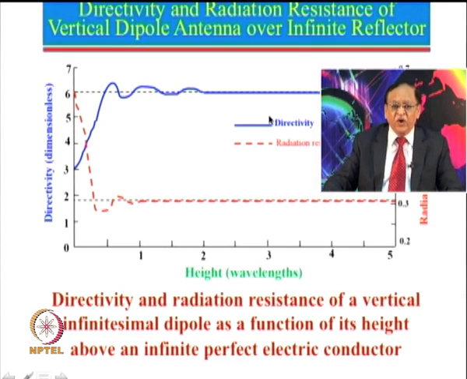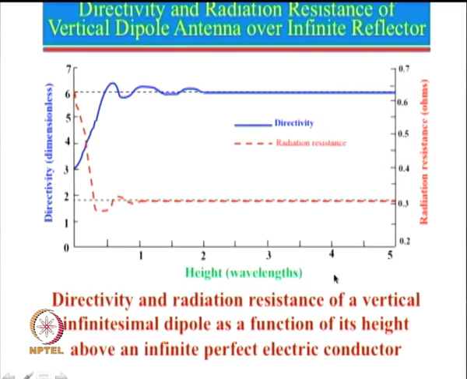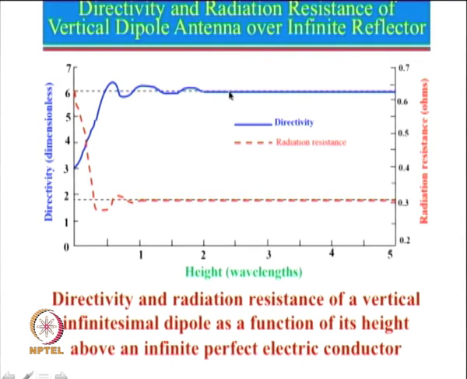So, here is the plot of the directivity versus height as well as the radiation resistance. Let us first look at the directivity curve. One can see that when height is equal to 0 here, the directivity is equal to 3. The reason for that I just explained: the dipole is only going to radiate in the upper hemisphere, so its directivity will increase by 2 times. For a normal small dipole antenna it is 1.5, so for this case the directivity will become 3.